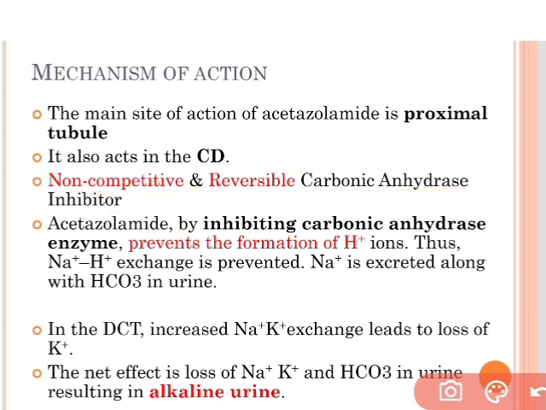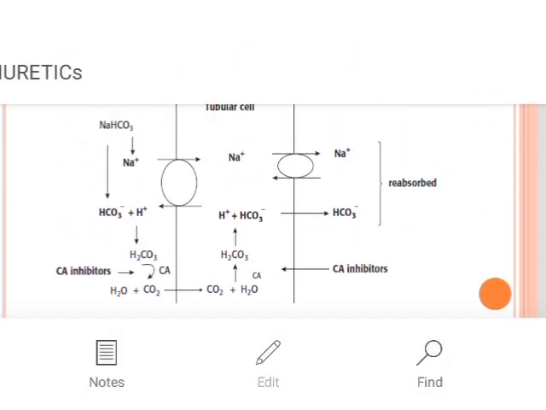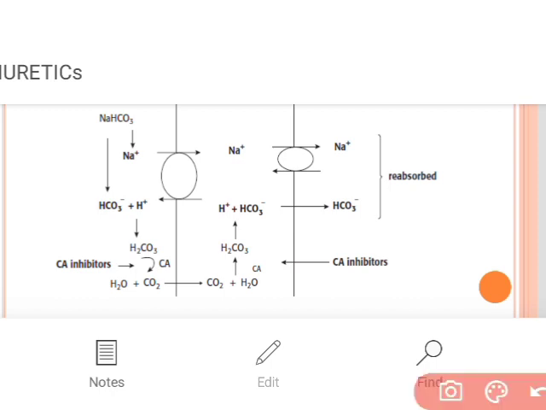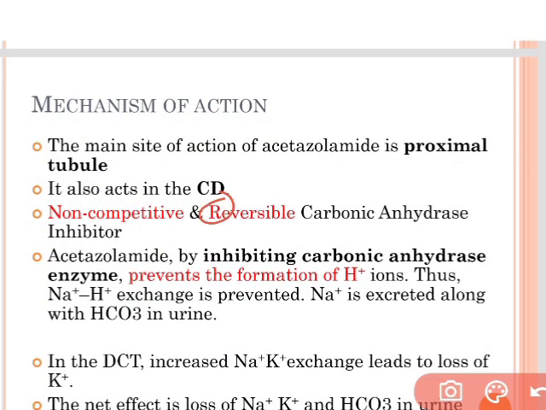The important thing: by inhibiting this enzyme, it prevents the formation of H plus ion, as you can see here. There will be no H plus. If there is no H plus, there will be no exchange of H plus with luminal sodium. So sodium is excreted along with bicarbonate in the urine.